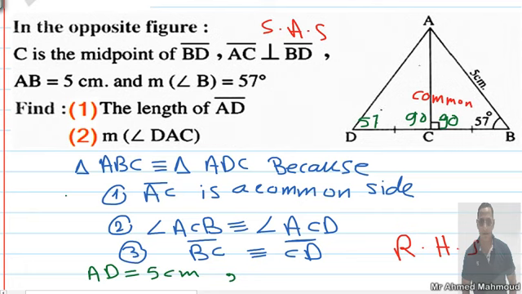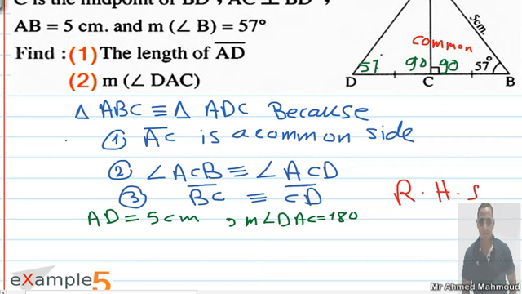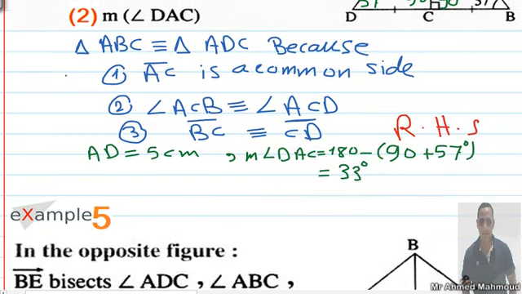The third angle here, measure of angle DAC, will equal 180 minus open brackets 90 degrees plus 57 degrees. It equals 33 degrees. Okay, let's solve example 5.